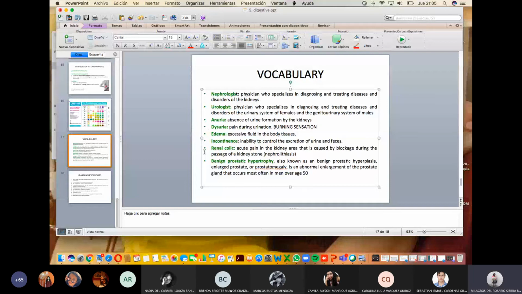Okay. Edema, when there's excessive fluid. Incontinence, the inability to control the urine or feces excretion. Renal colic, that is related to nephrolithiasis, that can have blood in the urine. And benign prostatic hypertrophy that is common in men. That's it.